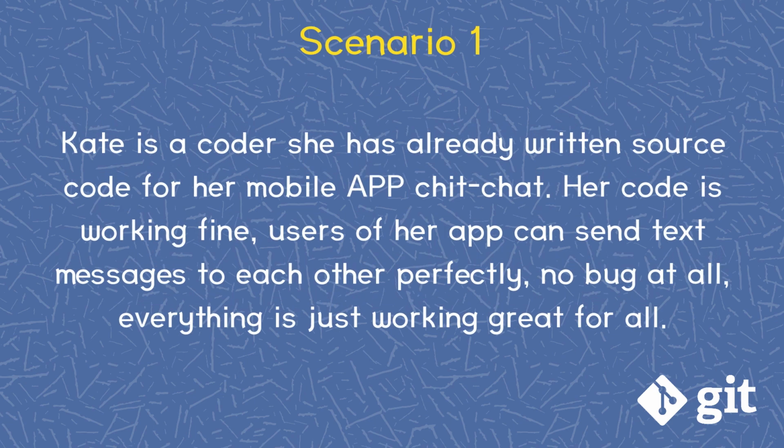Scenario 1. Kate is a coder. She has already written source code for her mobile app ChitChat. Her code is working fine. Users of her app can send text messages to each other perfectly. No bug at all, everything is just working great for all.